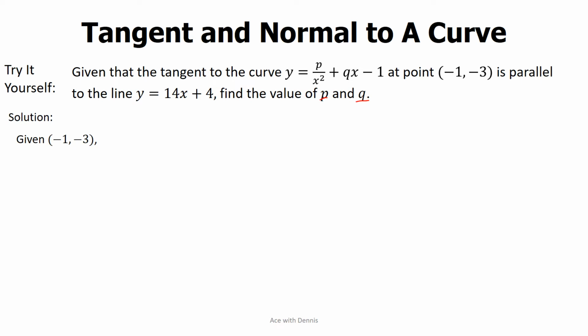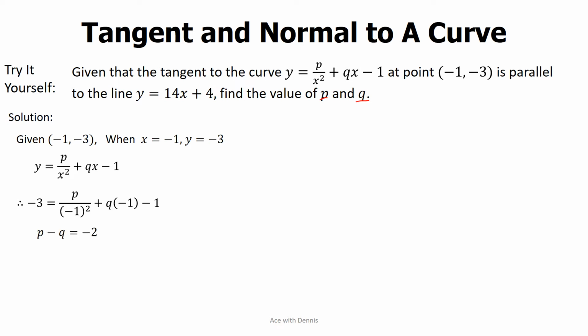Given that the coordinates are (-1, -3), which means when x is -1, y is -3, we substitute these values into the equation of the curve given, which is y equals p over x squared plus qx minus 1. It becomes -3 equals p over (-1) squared plus q(-1) minus 1. Simplify this equation, we get p minus q equals -2. We label this as the first equation.